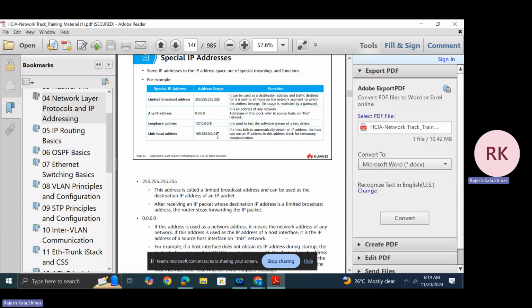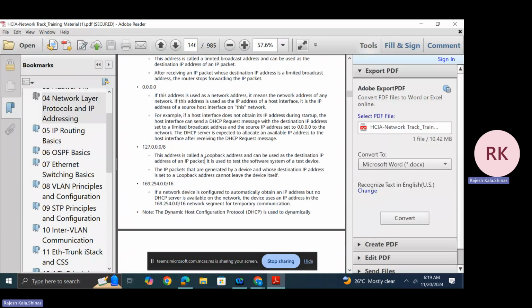Link local IP means whenever your computer is a DHCP client, trying to get an IP address from the DHCP server, and the DHCP server fails to give an IP address, you will get a private IP address, that is 169.254.0.0. We call it APIPA, automatic private IP addressing. It's only for temporary purposes. Whenever the DHCP service fails and you are not getting an IP address properly, you will get an IP address like this, called automatic private IP. Okay, it's mentioned over here.